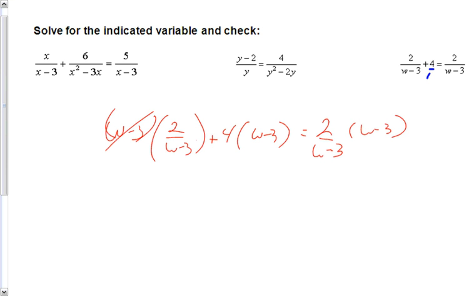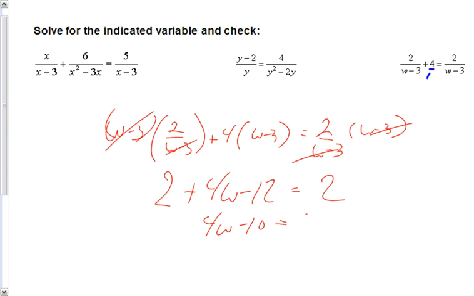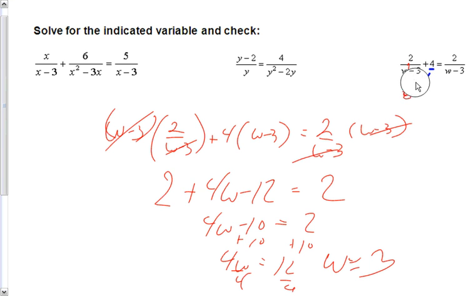Okay, if done right, no denominators. That's just 2 plus 4w minus 12. Watch your signs. Equals 2. Combine those, that's 4w minus 10 equals 2. Add 10. 4w equals 12. Divide by 4. W equals 3. Alright, check. Uh-oh, 3 minus 3 is 2 over 0. That's bad. In this case, they have no solution.